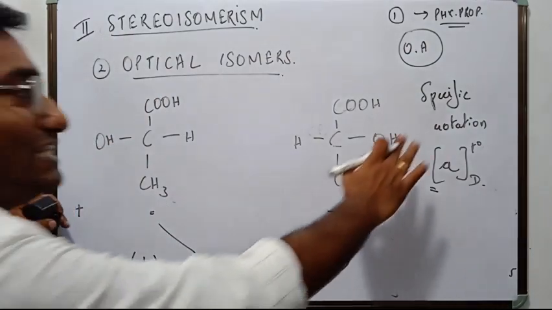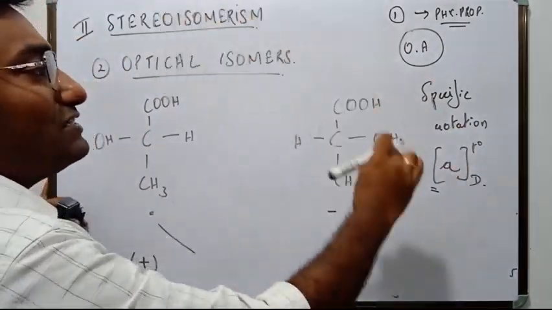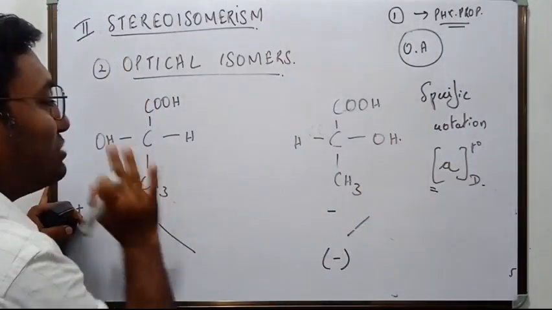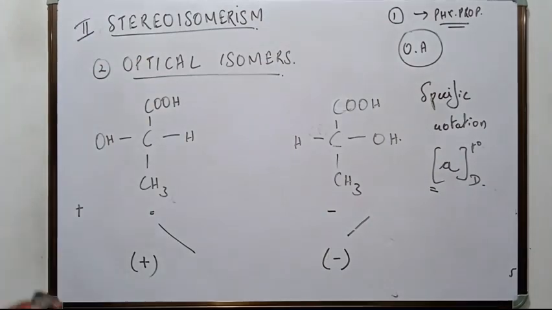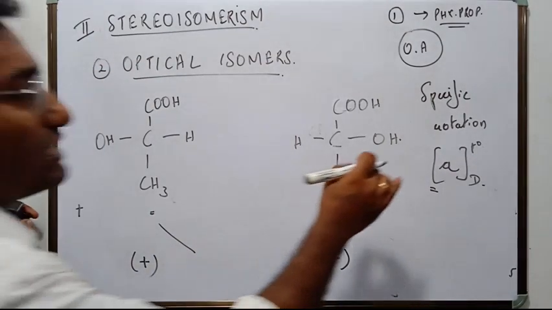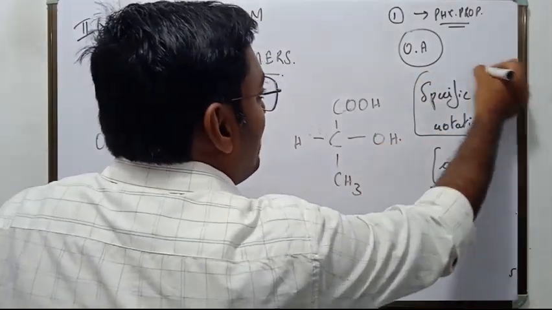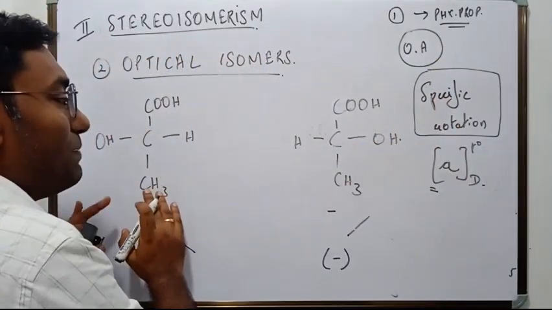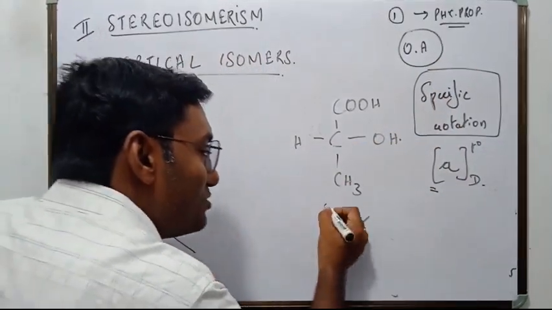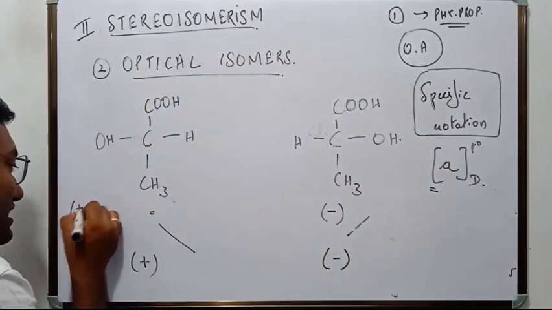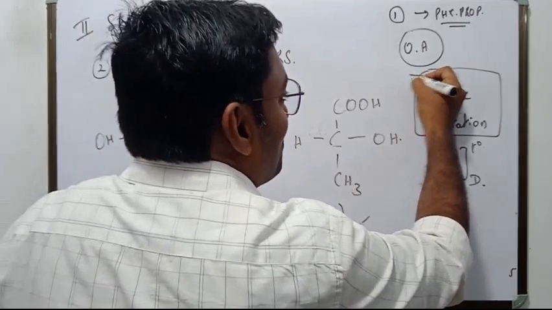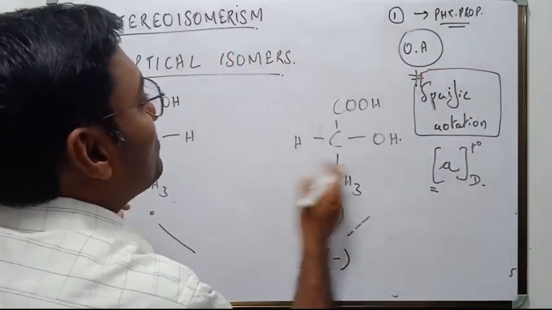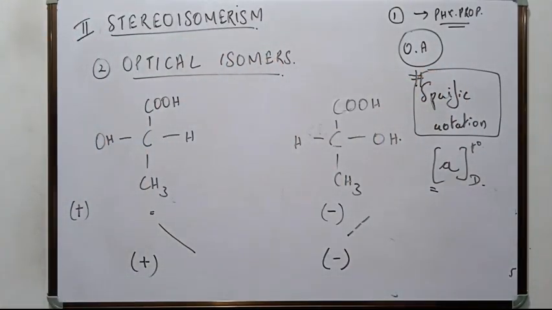So this specific rotation serves as the only parameter to distinguish between a plus isomer and a minus isomer, because other parameters are the same. It is the only parameter that is different among these isomers. So that is the importance of specific rotation in determining which isomer we have at hand. Right? I hope you understand the importance.